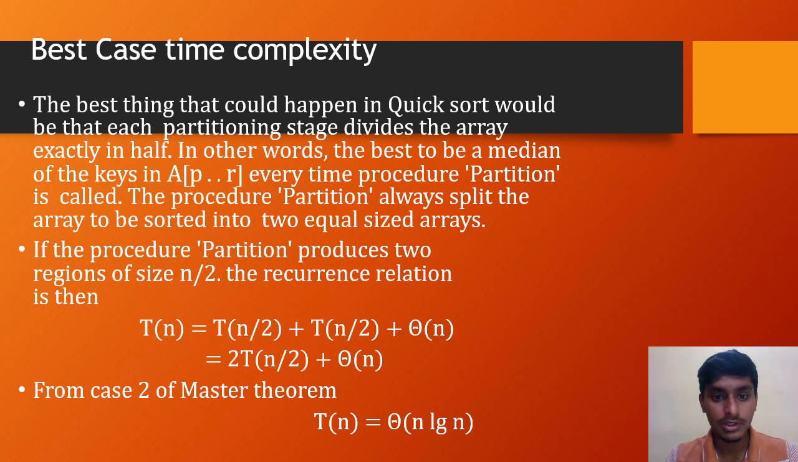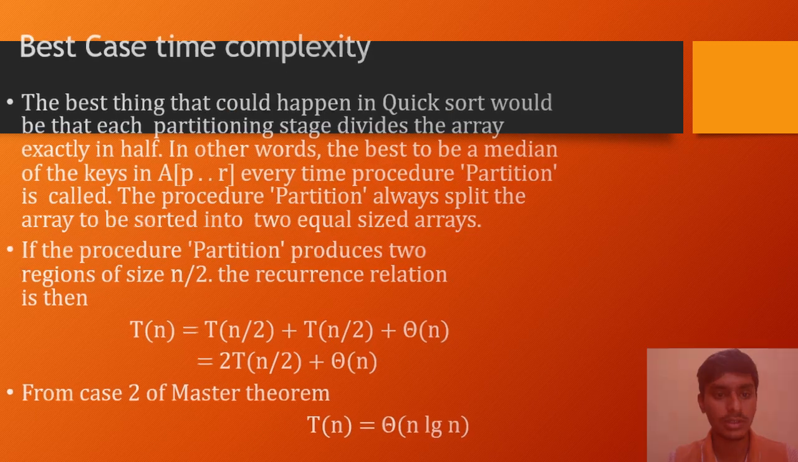If the procedure produces two regions of size n by 2, the recurrence relation is then T of n is equal to T of n by 2 plus T of n by 2 plus theta of n, which is equal to 2T of n by 2 plus theta of n. From case 2 of the master theorem, T of n is equal to theta n log n.